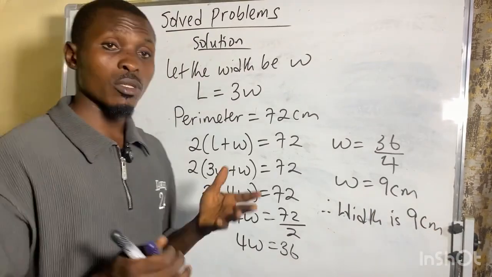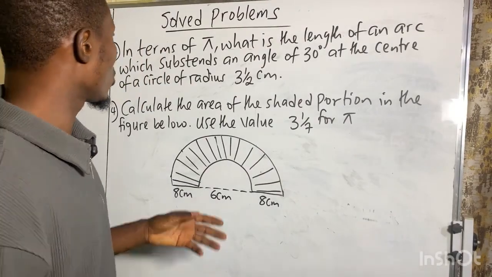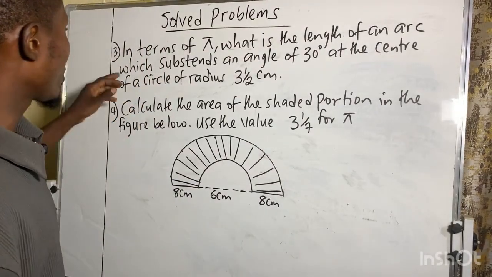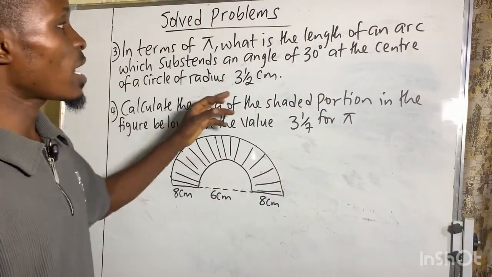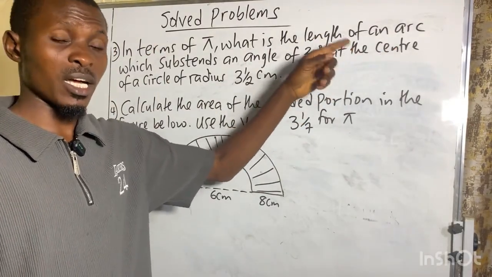So let's treat more problems. Now for the next part of the question, we have 3 and 4. Number 3 says, in terms of pi, what is the length of an arc? Recall the formula for length of an arc.